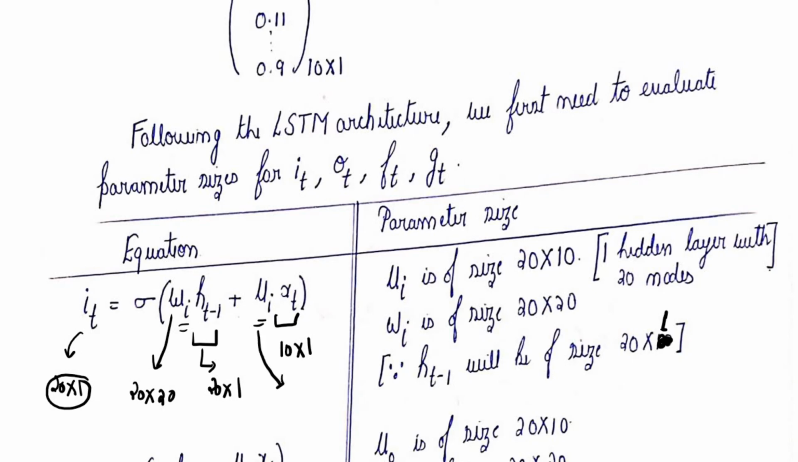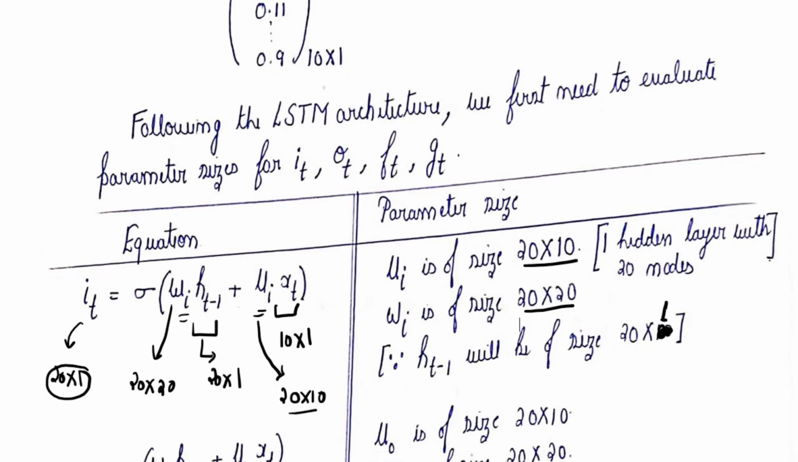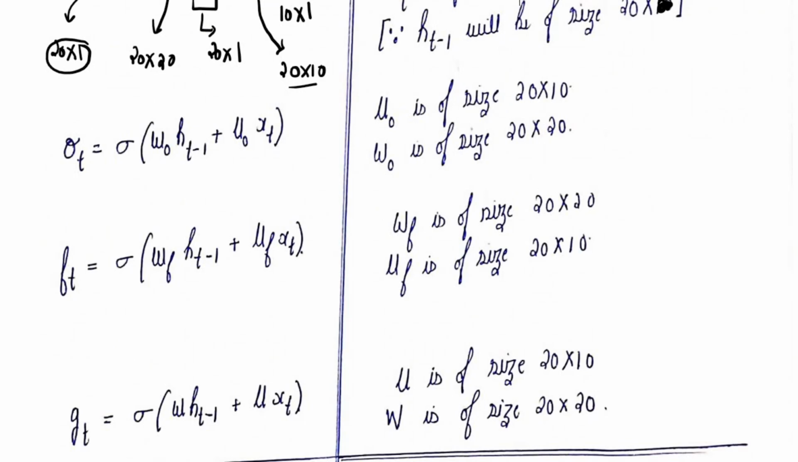The value of U_i needs to be 20 cross 10 so that the multiplication happens, and on doing so we get U_i of size 20 cross 10 as I showed over here, and W_i of size 20 cross 20. Now we proceed further and see how exactly in other nodes things are getting changed.